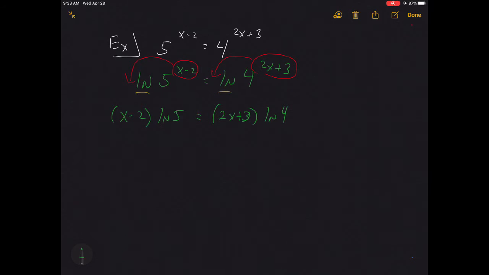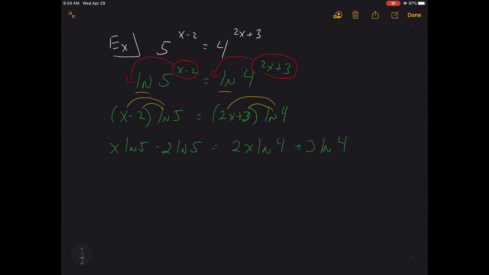So let's go ahead and do that step. I'm going to distribute the natural log of 5 to here, and I'm going to distribute it to here. Over here, I'm going to distribute the natural log of 4 to here, and I'm going to distribute it to the 3. So we are going to get x times the natural log of 5 minus 2 times the natural log of 5. That's on the left side. On the right side, similar idea. We're going to get 2x times the natural log of 4 plus 3 times the natural log of 4. Like I said, it is a bit involved, but we're getting there.